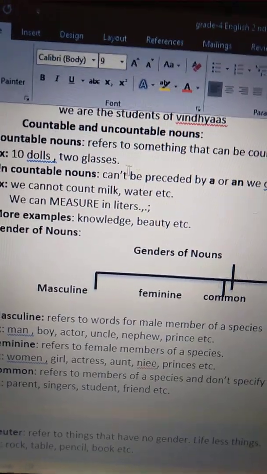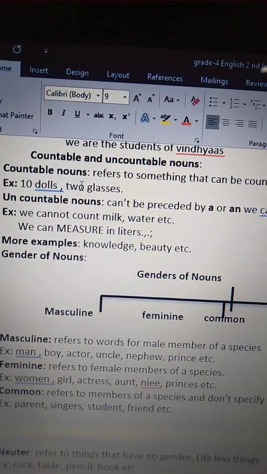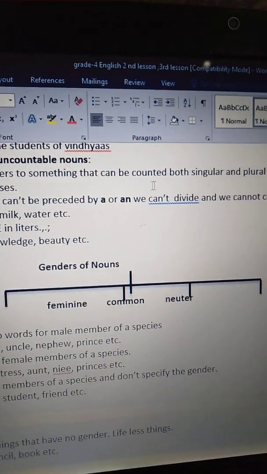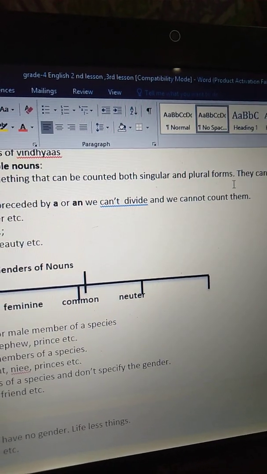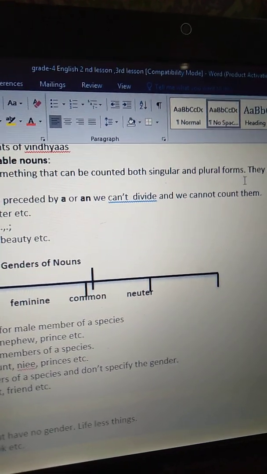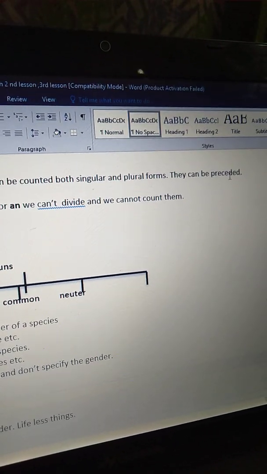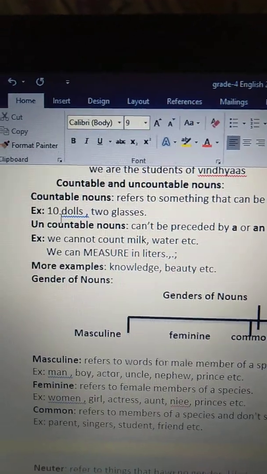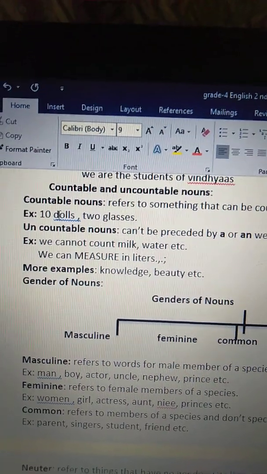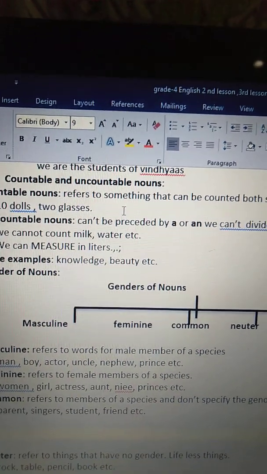Okay. Next, countable and uncountable nouns. What are countable nouns? Countable nouns refer to something that can be counted, in both singular and plural forms. So, the singular and plural forms which can be counted, we call countable nouns. They can be preceded by a or an. Okay. For example, we can see 10 dolls. We are counting. These nouns are countable. See, 10 dolls, 2 glasses, 3 benches, 4 flowers, like that.